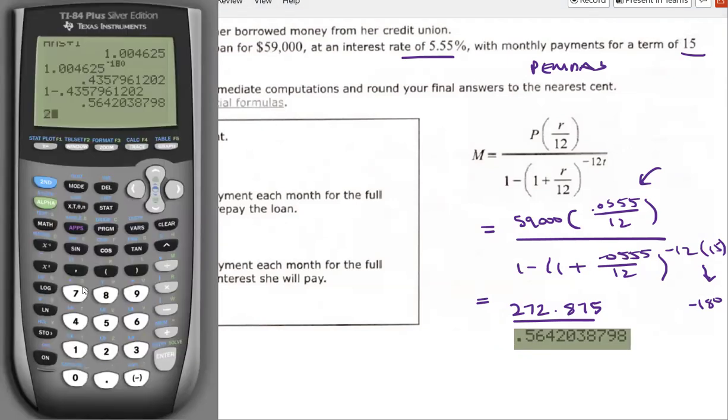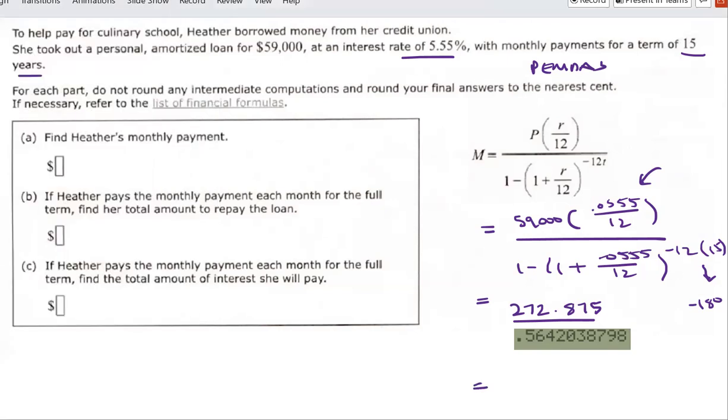So again, I have 272.875 divided by that decimal answer. Okay. So we get $483 and it says round to the nearest cent. So that would be 65 cents. $483.65.